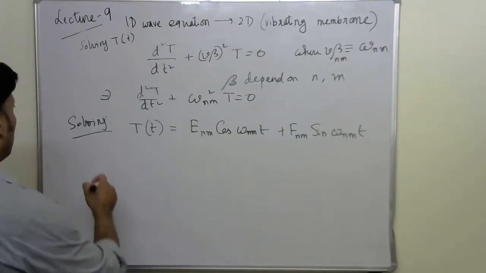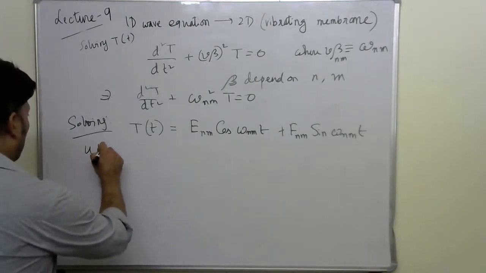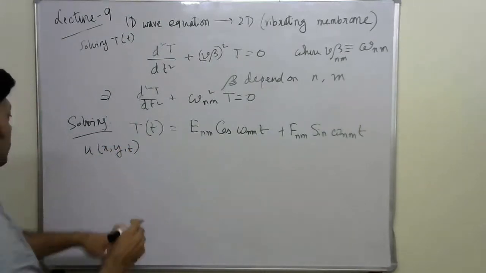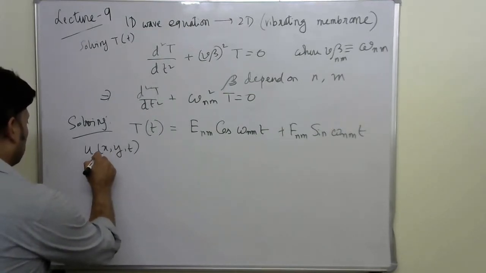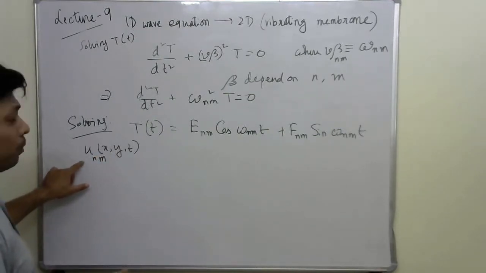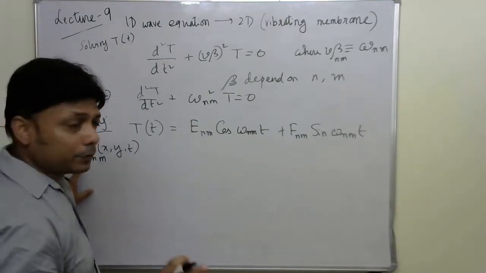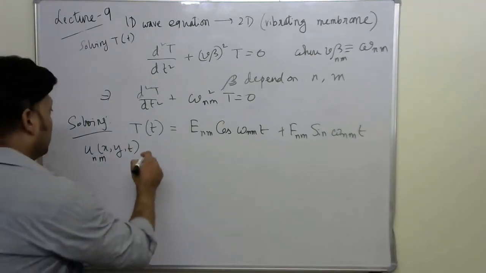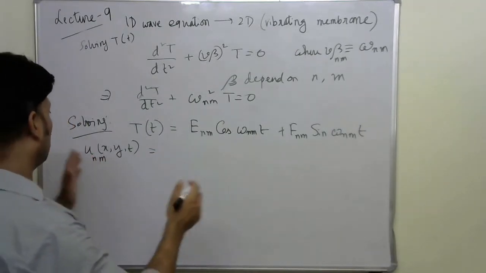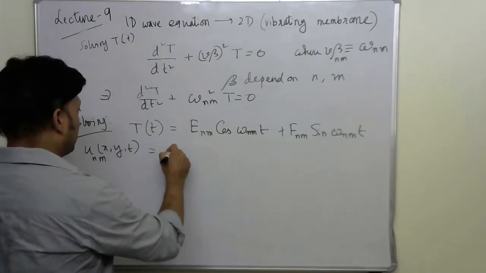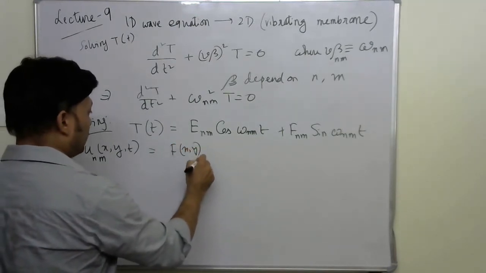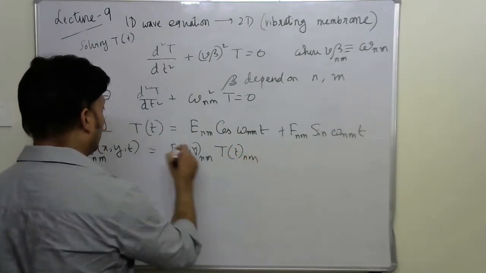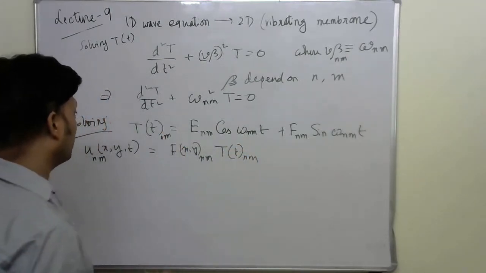Therefore, we can now get the overall equation, which is u of x, y, and t. Of course, the solution u would be dependent on n and m, so we have to write the subscript n and m here, and it is equal to whatever we got previously. That means F nm of x y multiplied by T nm. So here also we can write nm.